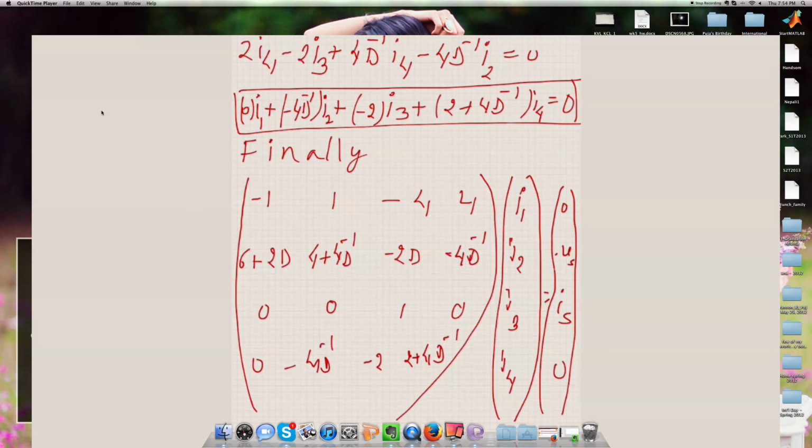In essence, we call it sometimes the admittance matrix times the current vector is the voltage vector. This is another form of Ohm's law, where Y is the admittance. That's what it's called, Ohm's law, basically.